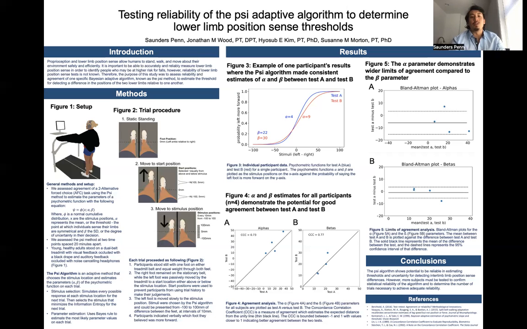Figure 4 shows the group estimates for test A and test B were consistent with both parameters for the 4 individuals we have collected thus far. Figure 5 shows the limits of agreement between test A and test B, which are wider than desired, but with more participants, we believe these limits will decrease. In conclusion, while more participants are required to improve the agreement and reliability, the Psi method shows promise to be a reliable test of lower limb position sense.